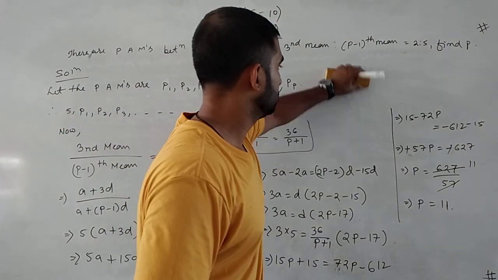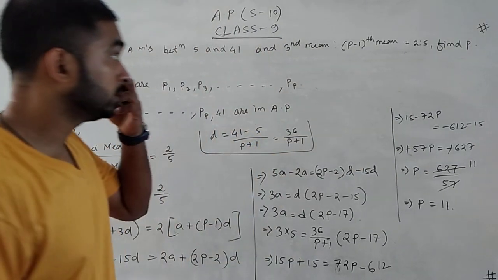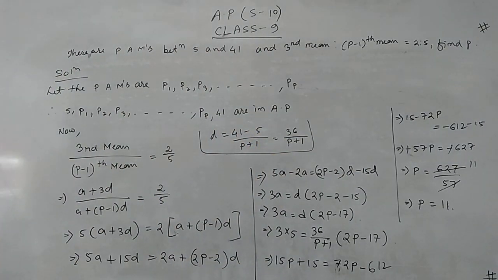So this is the same as the previous one. And one thing to memorize: p will be a round number, because p, the number of arithmetic means, cannot be fractional. It will be 1, 2, 3, or 4 in this way. So this is the process.